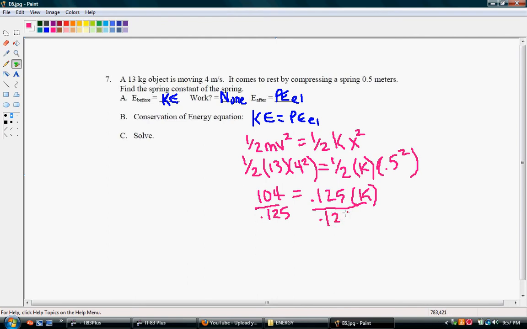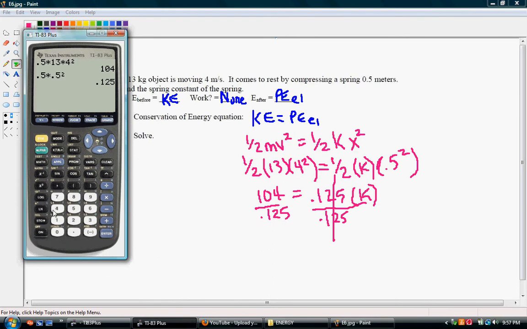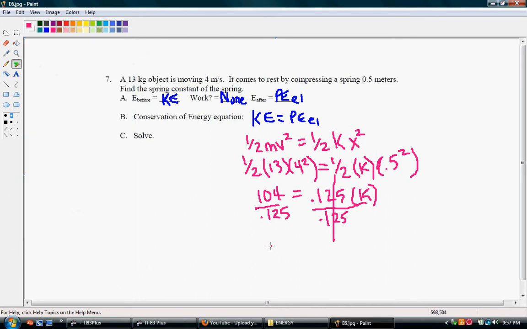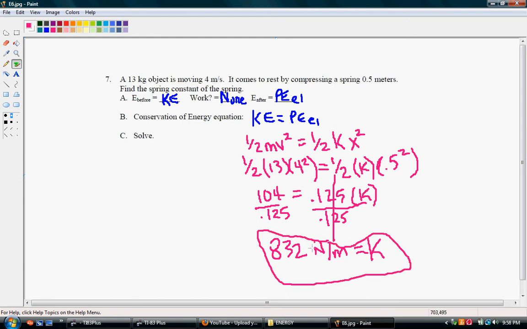And on the right side, these cancel out. And we want to know what is 104 over 0.125 equal to. And it is 832 newtons per meter. So we actually have 832, so we'll check that, yep, newtons per meter equals our K. Alright? So that is a lot of force, a lot of newtons that you have to apply per meter to get that thing to compress.